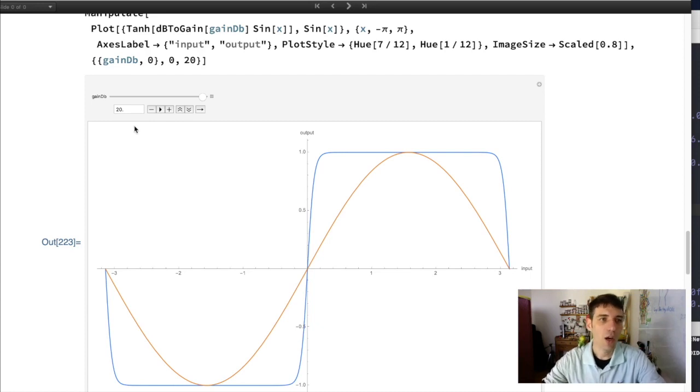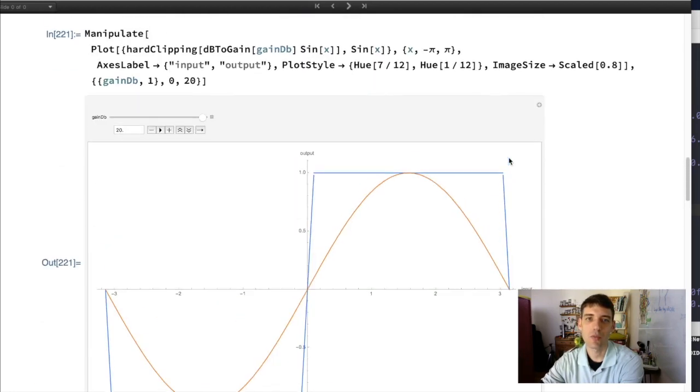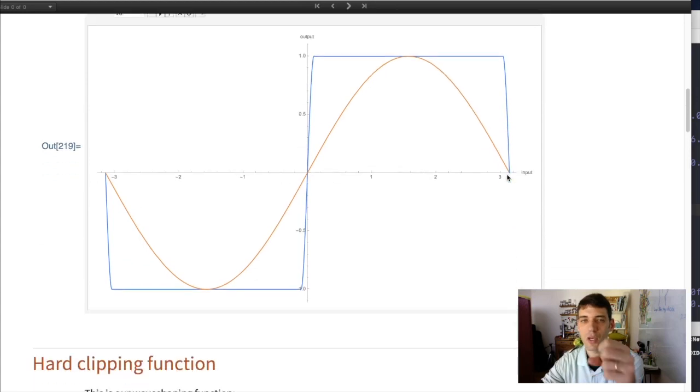But here's where I have some disagreement about the usage of the hyperbolic tangent function and why I'm not using it in my own apps anymore. I was using it for a few months in a test version of our saturator. When I go up to 40 decibels of input gain boost, you can see I'm now getting something which looks pretty much like this did and very much like this does.